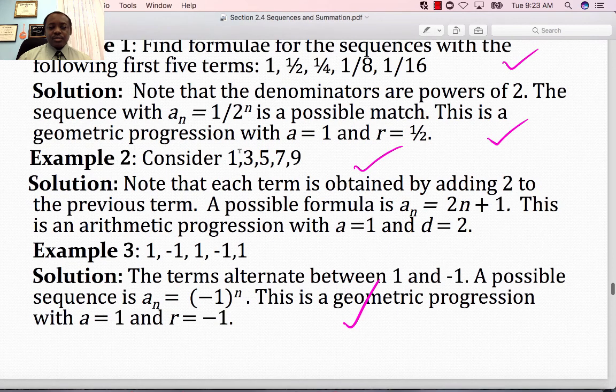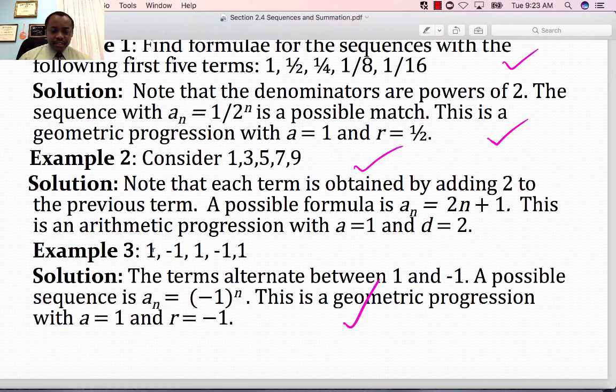What about the second one? If I look at these, I have 1, 3, 5, 7, 9. Let's try to divide consecutive terms. 3 divided by 1 is 3. 5 divided by 3 is not 3. So out the window, it cannot be a geometric progression. Let's try arithmetic progression. 3 minus 1 is 2. 5 minus 3 is 2. 7 minus 5 is 2. Oh, wait a minute. There is a common difference. d equals 2, and the first term is 1. So that is an arithmetic progression, and we can write that as an equals 2n plus 1. And you can find whatever term you want.